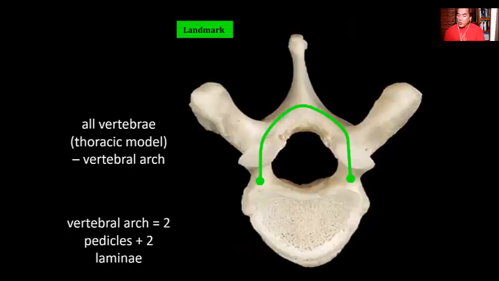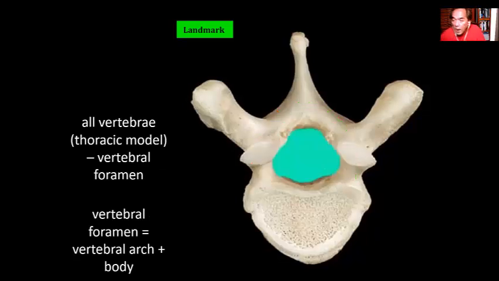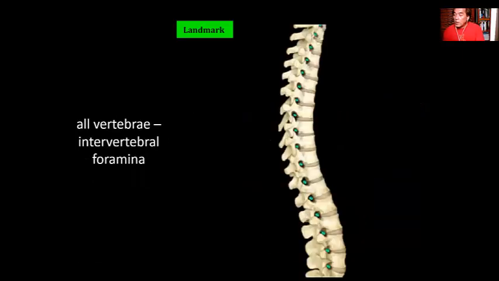This is called the arch. This is the pedicles. This is the lamina. So the whole structure is called the vertebral arch. So from here to here, that's called the vertebral arch, okay? This is the vertebral foramen, the hole. We're still at thoracic vertebrae. And this is actually where the nerves will exit.